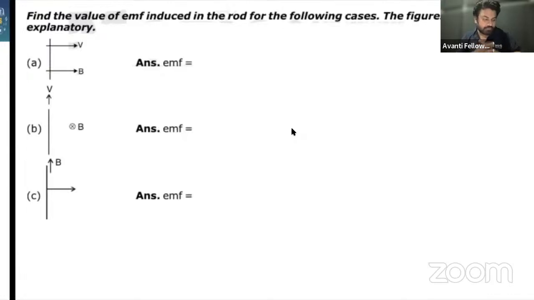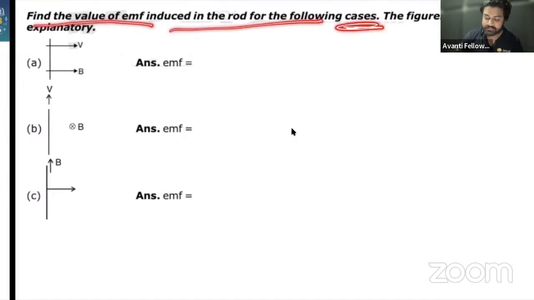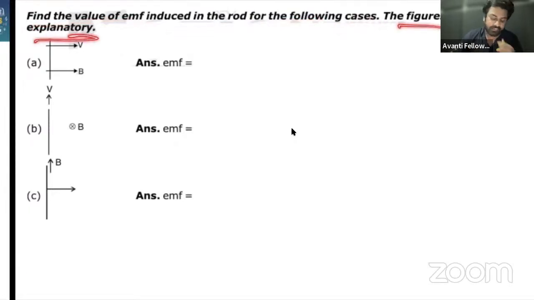So this is a question for you. Look here. You don't have to do it, I'll tell you. It is saying: find the value of EMF induced in the rod for the following cases. The figures are self-explanatory. So here is a rod in all the three cases, and this rod is moving with the velocity of v, and magnetic field is capital B, right? Now here you can see that B and V are in the same direction. Will it cut the magnetic field? It should cut perpendicularly. Like for example, let's say this is magnetic field. The rod should cut it like this.